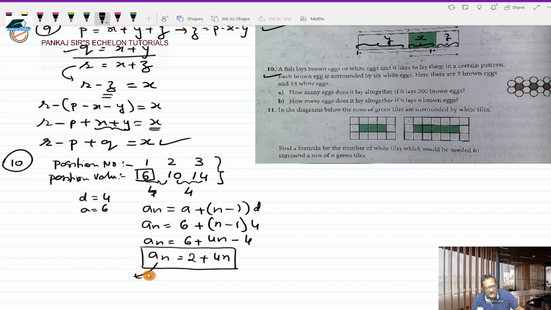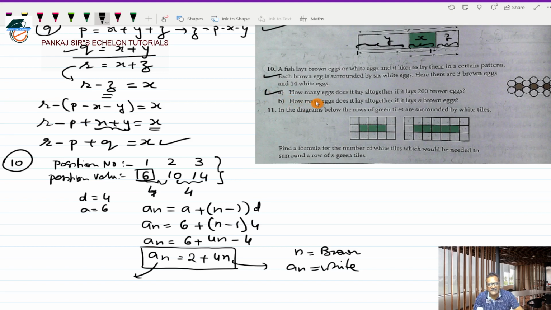Okay, so this is the general formula for the number of white eggs. This will give you the number of white eggs when n is the number of brown eggs. So when n is the brown eggs, your an will be your white eggs. Okay, so this is the formula. Now let us work out part a of the question.